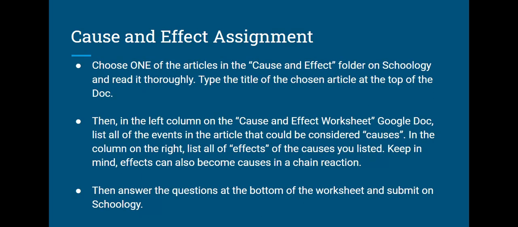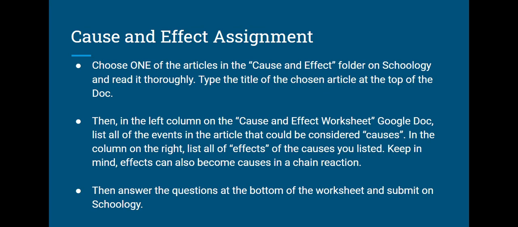Now, the two assignments we have this week, our first one here is for cause and effect. You're going to choose one of the articles, only one. There are two, but you only need to choose one, in the cause and effect folder on Schoology, and read it through thoroughly. Make sure you put the title of the chosen article at the top of the Google Doc so that I know which one you're looking at. In the left column of the chart on the cause and effect worksheet, you're going to list all of the events in the article that could be considered causes. And you can always add more rows to the column if you need to, but list as many causes as you can identify in that article.